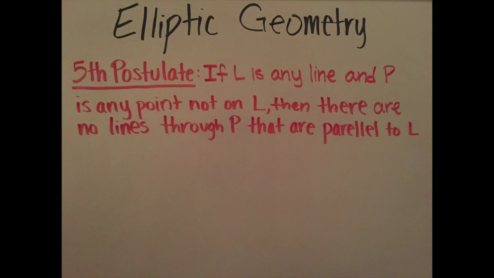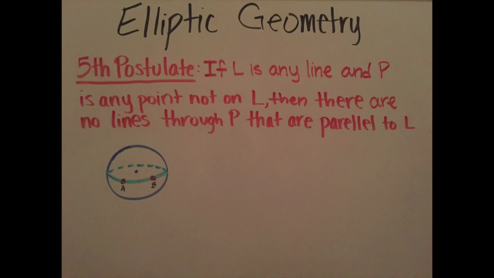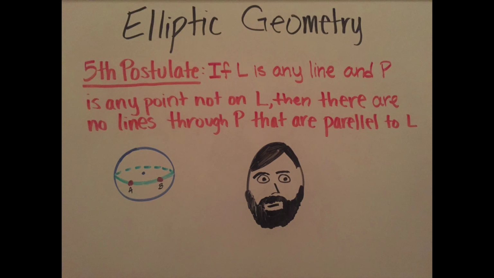Elliptic geometry uses the first four postulates of Euclidean geometry. However, the fifth postulate states, if L is any line and P is any point not on L, then there are no lines through P that are parallel to L. Elliptic geometry is on a curved sphere instead of a flat plane. Great circles, or the largest circles on spheres, serve the same purpose in elliptic geometry as lines do in Euclidean geometry. This is because in elliptic geometry, the great circle is the shortest distance between 2 points. These great circles have a finite length, however, they never end. Elliptic geometry was first studied by George Riemann.